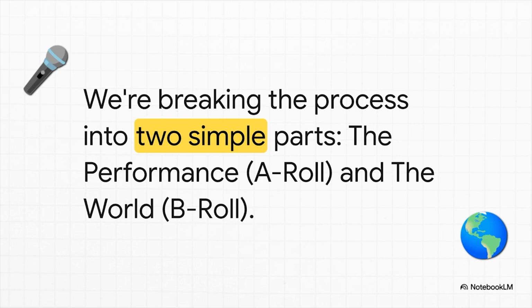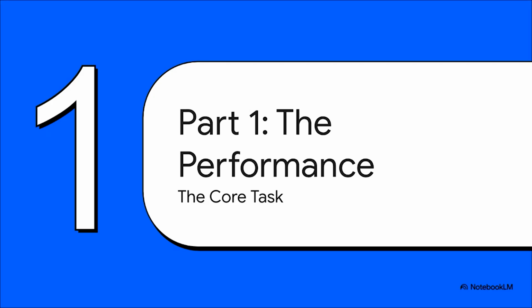Okay, so how does this whole thing actually work? It's way simpler than you think. We're going to break the entire process down into two core parts, and we'll even use terms straight from professional filmmaking. First, you have the performance, which is your A roll, and then you have the world, which is your B roll.